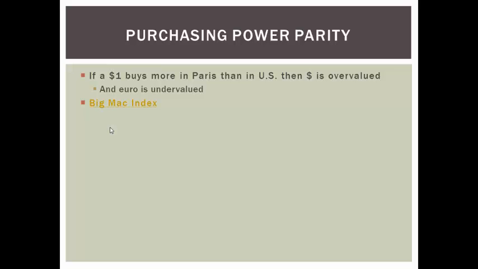Based on this, they created the Big Mac index by calculating how much in United States dollars it will cost to purchase a Big Mac in the other countries. If $1 buys more in another country than it would in the United States, it means that the dollar is overvalued, so it actually should be depreciated. So let's look at this Big Mac index and see what we see.